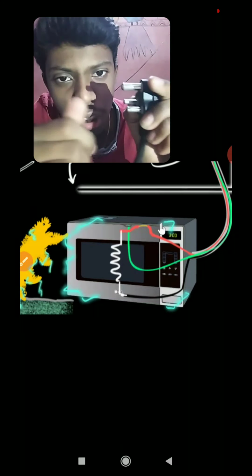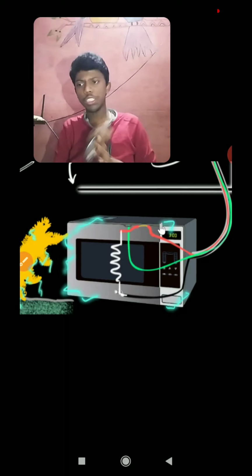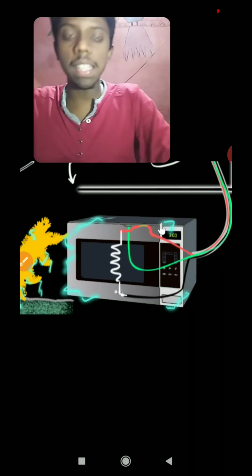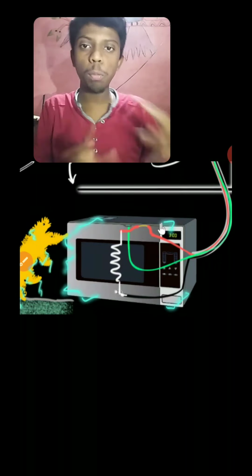Then the question arises: compared to the other two pins, this pin is a little bit fat. Why is it so fat? Whenever I put this wire inside the socket, the fat earth pin will get connected first. Why should it be connected first? Because if there is any appliance, the live wire shouldn't reach the metallic body, and it should not provide a shock for the user.